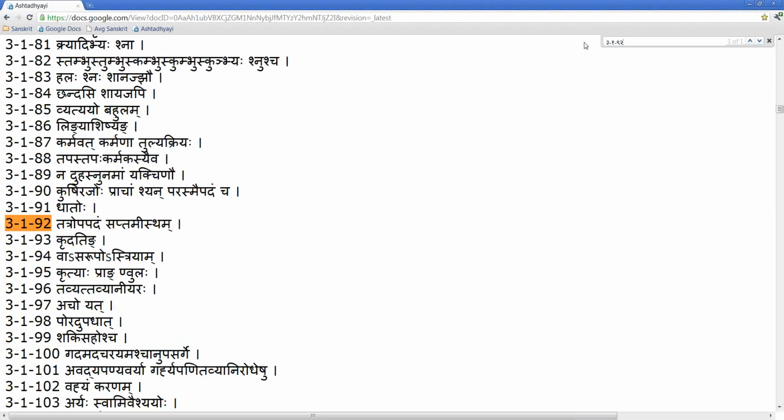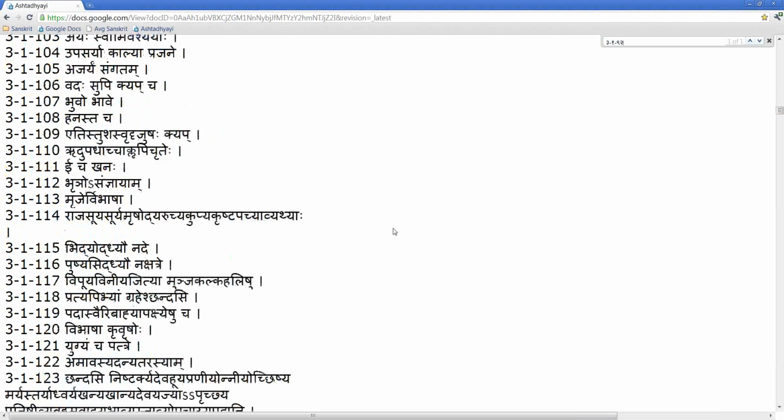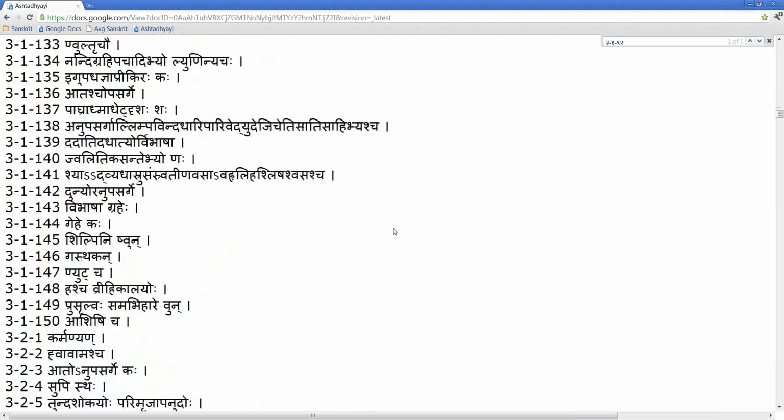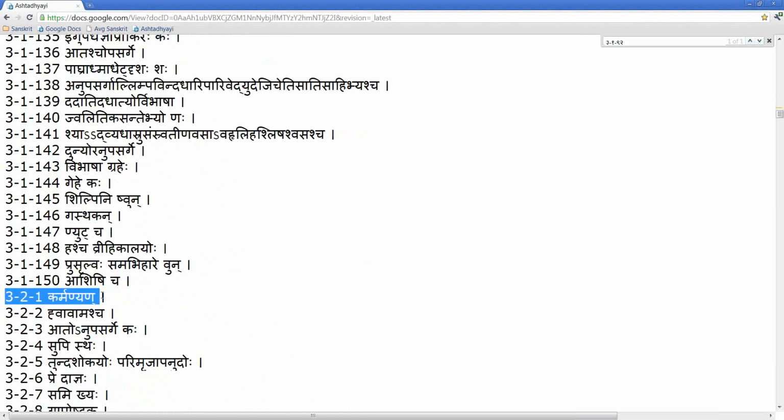is going to connect with 3.1.92. Tatrapapadam Saptamistam. And I'm giving a little too much of an overview today, but that will connect between the Upapada Samasas, which come mainly between 3.2.1 and 3.2.100. So Upapadam Ating, Upapada Samasaha is a Tatpurusha Samasaha.